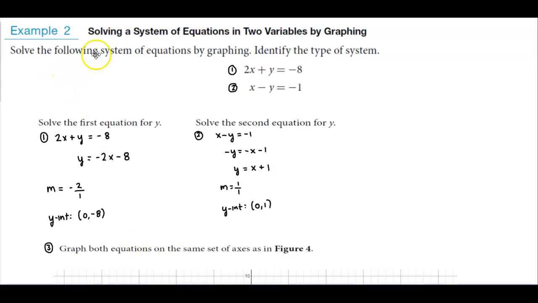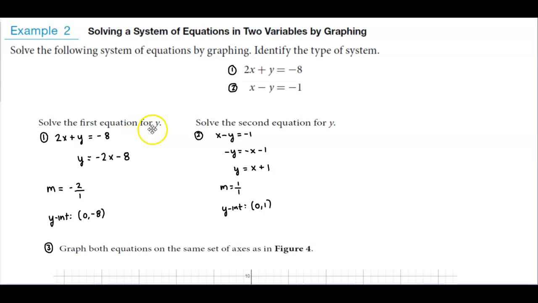In example number 2, we're going to be solving a system of equations in two variables by graphing. We're going to solve the system of equations by graphing and then identify the type of system. The first equation is 2x plus y equals negative 8. The second equation is x minus y equals negative 1.